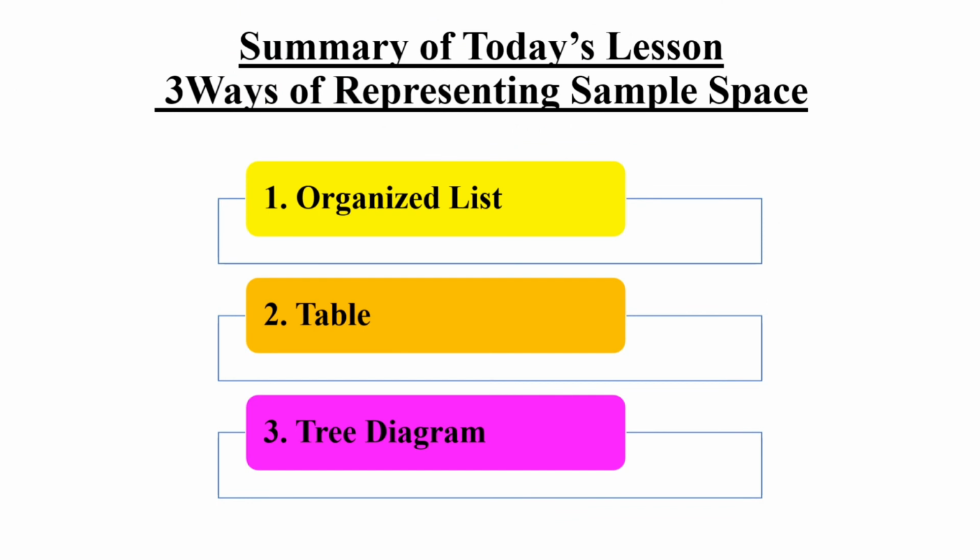Let's summarize what we've learned today. There are 3 ways that we've learned in the session where we can represent or write our sample space. The first is the organized list. Then you have the table, which is in the form of rows and columns, and the tree diagram, which is in the form of branches and stages, and all the sample spaces are written in a stepwise order.